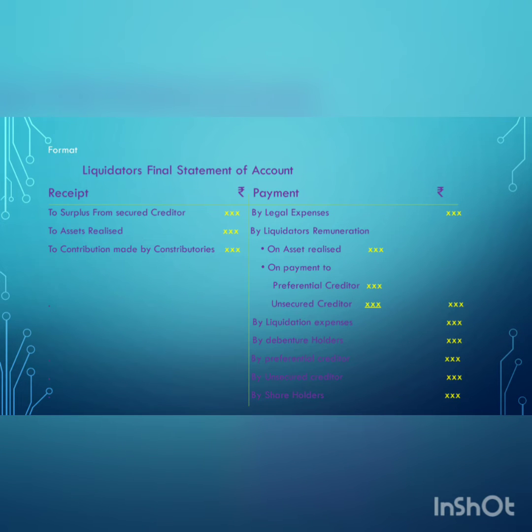Format to prepare the liquidator's final statement of account. On the left side, we need to fill in the receipts of the company: after selling all assets at market value, the unpaid value collected from shareholders, and the surplus after selling assets or securities which are secured, on payment to secured creditors. First, surplus from secured creditors.